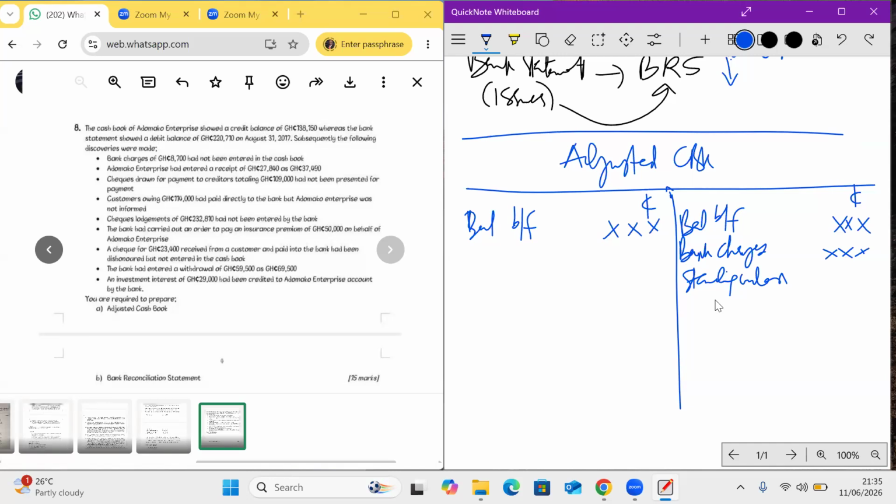So if they are debiting, then in the cash book, we have to credit. So they'll credit it.